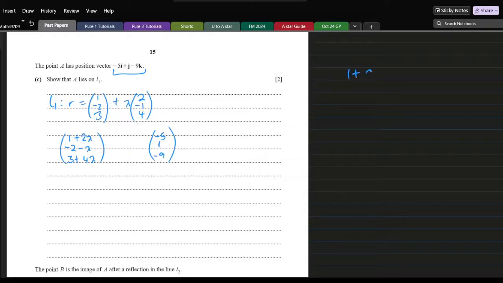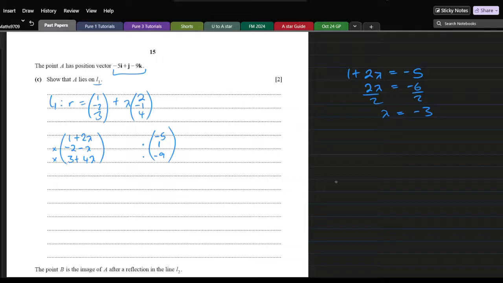So 1 plus 2 lambda is equal to negative 5. And let's solve for lambda. 2 lambda is negative 6. So divide both sides by 2. Lambda is negative 3. So if we substitute this value of lambda, negative 3, into these two expressions over here, we should get 1 and negative 9 if A does in fact lie on the line L1.